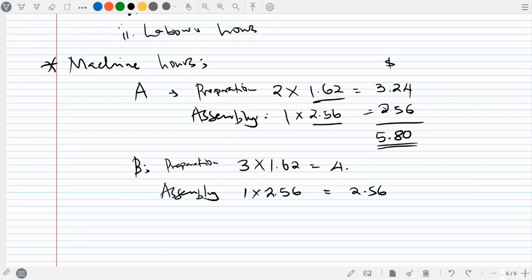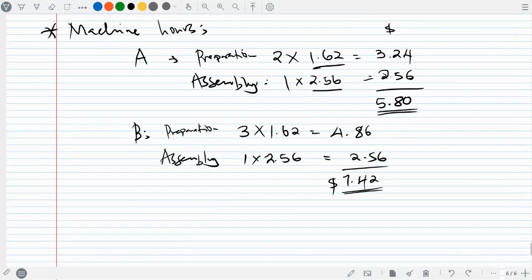The cost at the preparation department is 4.86. Total, 7.42. Therefore, the amount of overhead that needs to be absorbed to product B, if we treat the machine hours as the basis, is equal to 7.42. Clear? Yeah.